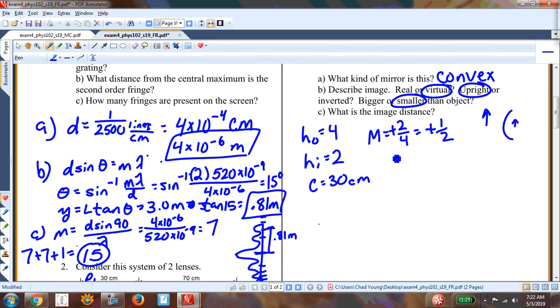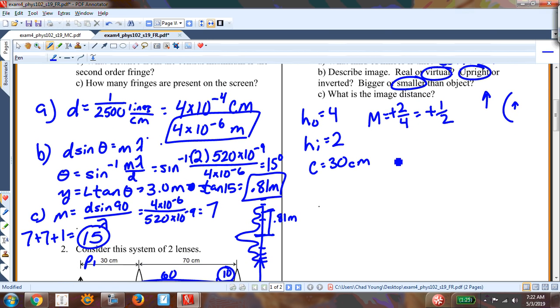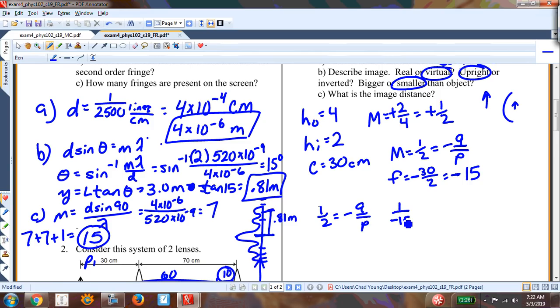So to find the image distance, recognize that I know the magnification, it's 1/2, and that's equal to negative Q over P. I also know the focal length, because the focal length is equal to half the center of curvature. So that's 30 over 2, which is equal to 15. However, because this is a convex mirror, my focal length is negative. Okay, so what is the image distance? 1/2 equals negative Q over P. 1 over negative 15 equals 1 over Q plus 1 over P.